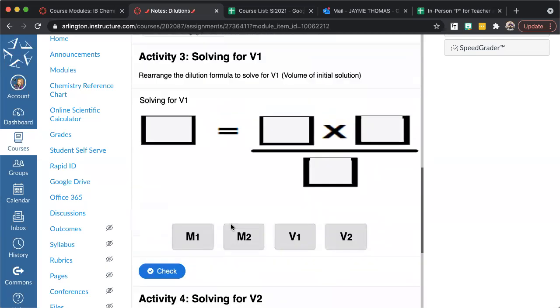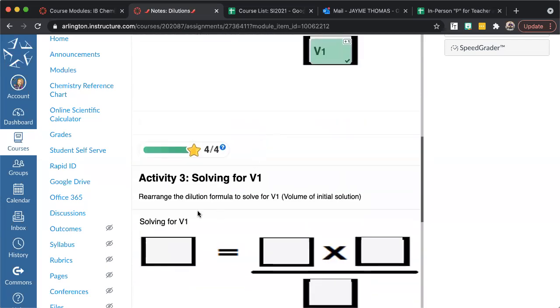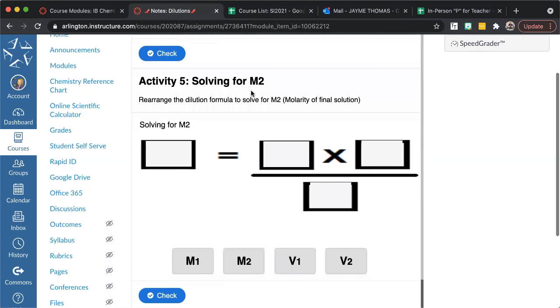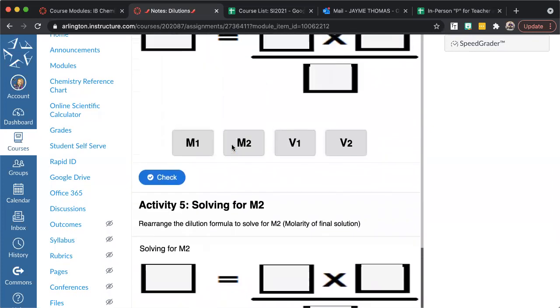So the other ones that are on here, they're asking you to rearrange it to solve for all of the other ones. So you're going to have three more. Like this one, you're solving for V1, this one's V2, and then the M2. Okay. So just make sure you look at your initial equation and think of which one you are trying to isolate or get by itself. And then you're going to have to divide one to the other side and set it up that way.